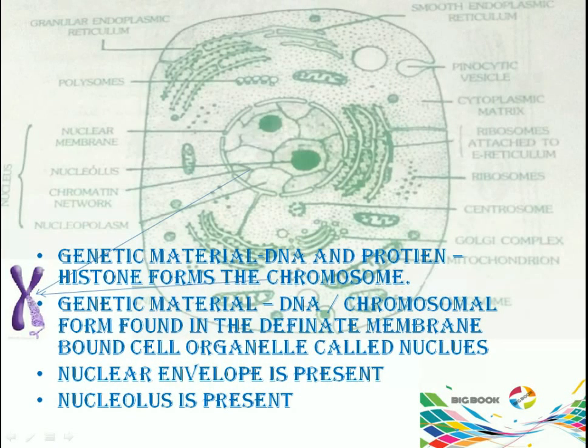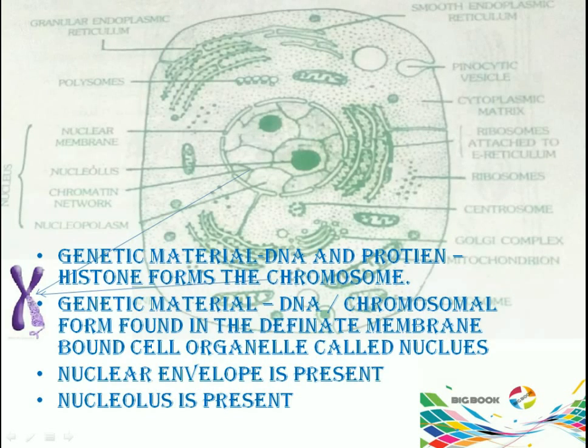And the genetic material is the DNA, and the proteins are the histones, which combine to form the chromosomes, where these chromosomes are present within a definite membrane-bound cell organelle called the nucleus, which also has the nucleolus under it.